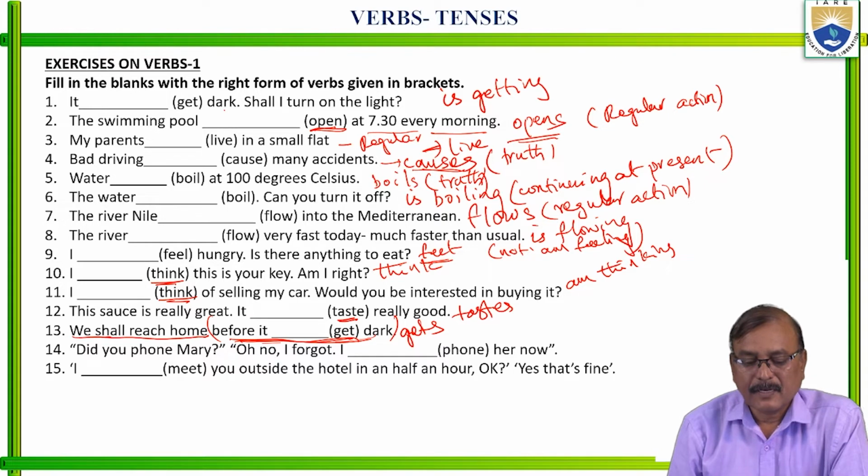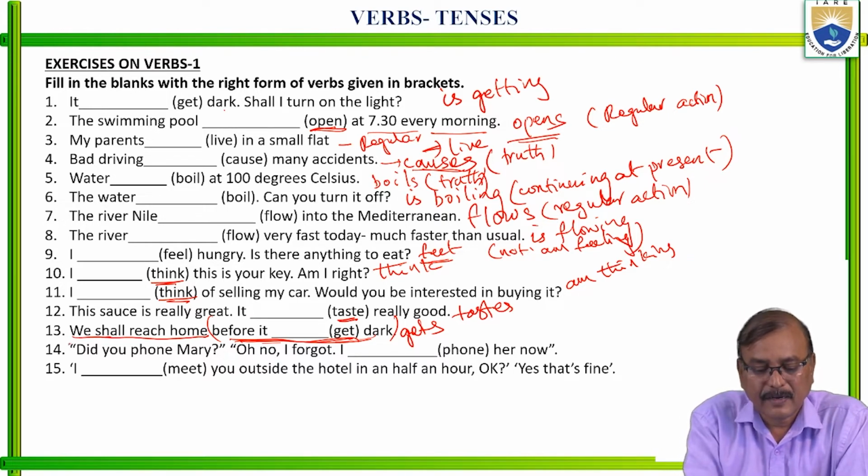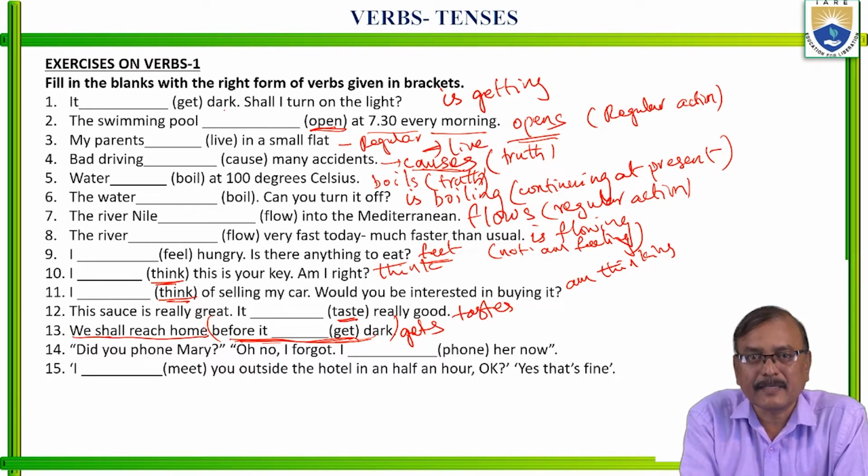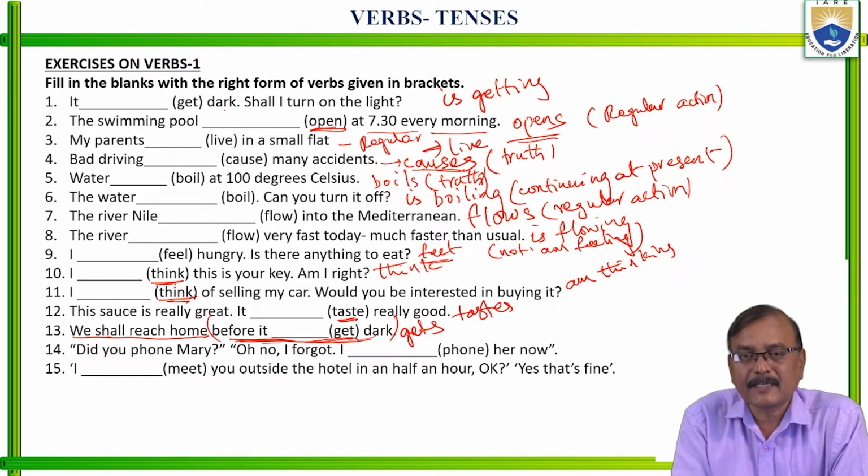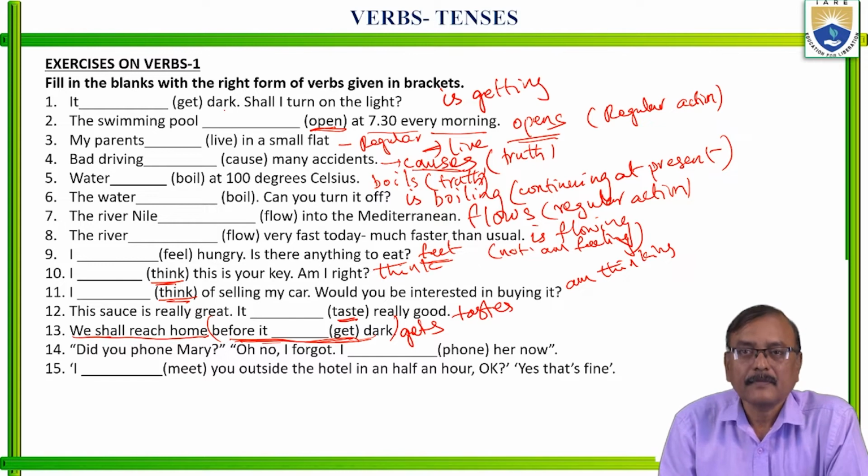In the same way, here, we shall reach home is the main clause, and before it gets dark is the subordinate clause. Right. Let us move to the next one.